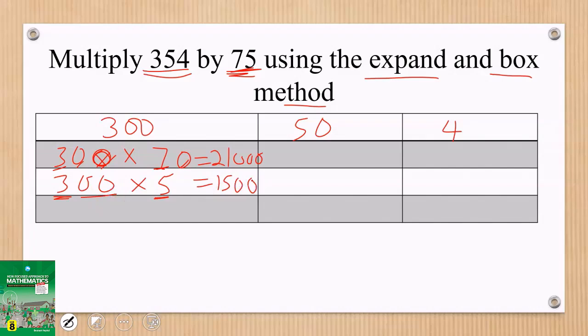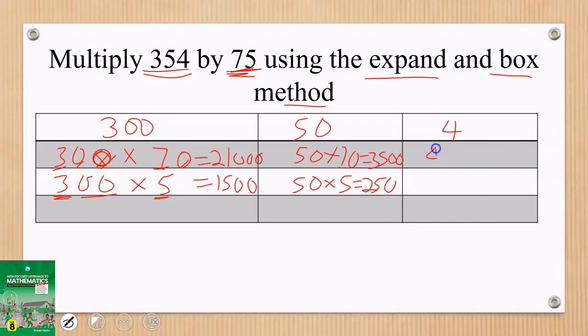As simple as that. Then we are going to do 50 times 70. We write our answer. 5 times 7 is 35. How many zeros are involved? 2. Then you put them there. Then 50 times 5: 5 times 5 is 25. How many zeros are involved? Only 1. Then you put it there.